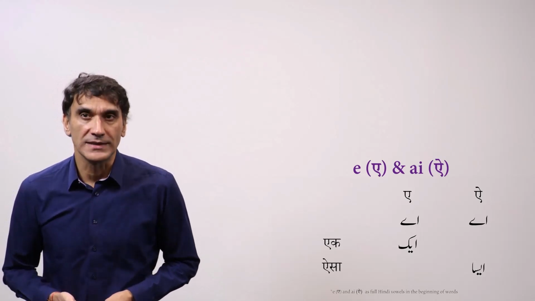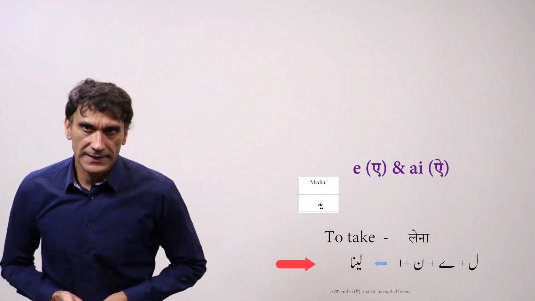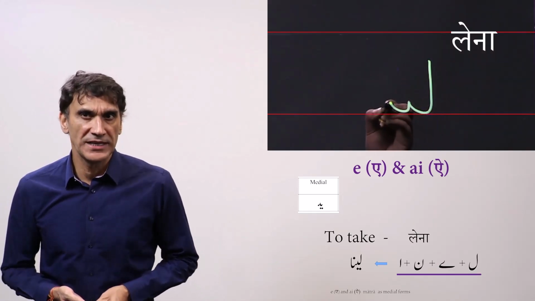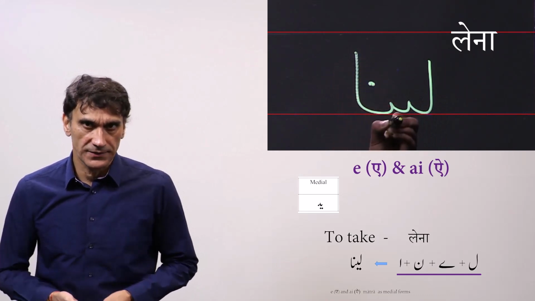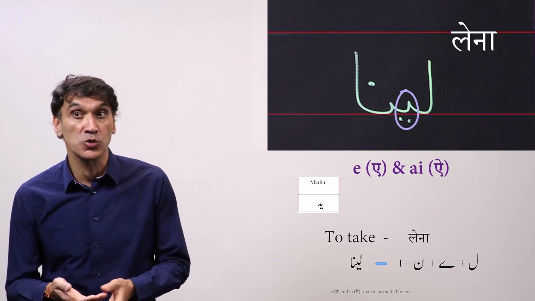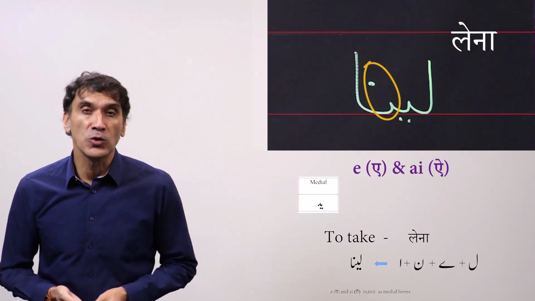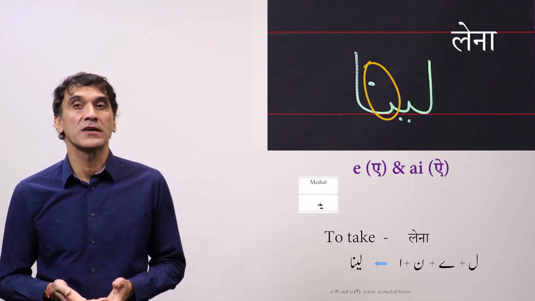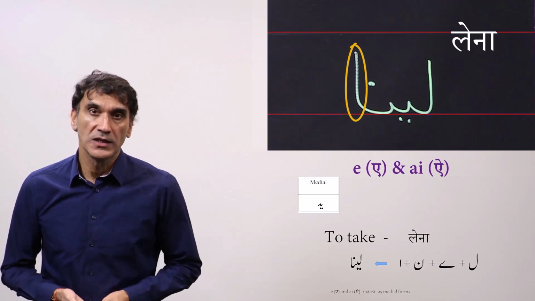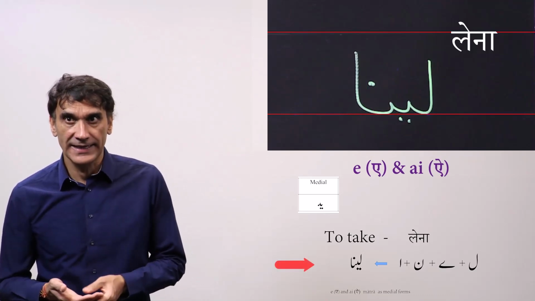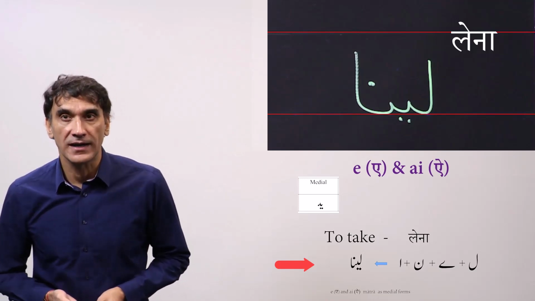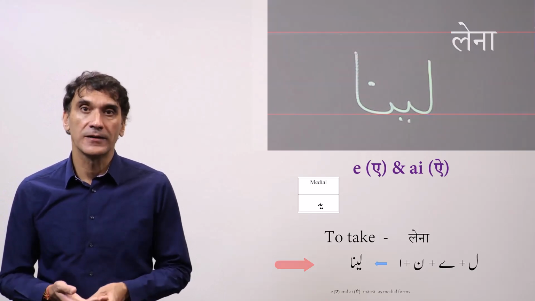Let's now take some more words. The first word is lena, the verb lena, to take. The spelling is lam plus badi ye plus noon plus alif. So you write lam as the initial letter, then badi ye as medial, which is sosha with two nuktas. Then you write noon as medial, that means a sosha with a nukta above. And the final letter is alif, which will be connected to noon. So lam plus badi ye is le, and then noon plus alif is na. So le na, lena.